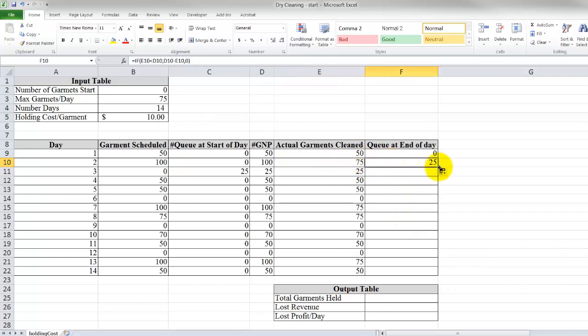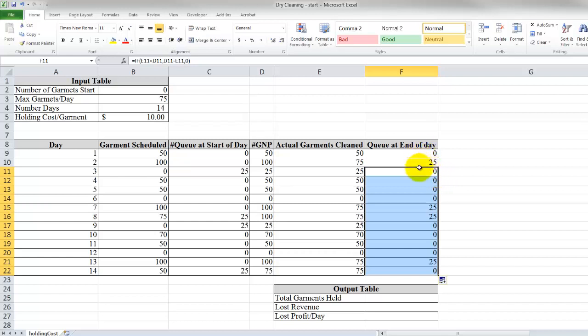Once you're satisfied with validating this logic, you might want to walk through a couple more, and I'll just do one more before I fill this formula down. We have 0 scheduled on day 3, but we had the 25 left over from the day before. The total adjusted would be 25. We can process all that no problem, which means we're not going to carry anything over. So once you're comfortable with this formula, go ahead and fill this down.